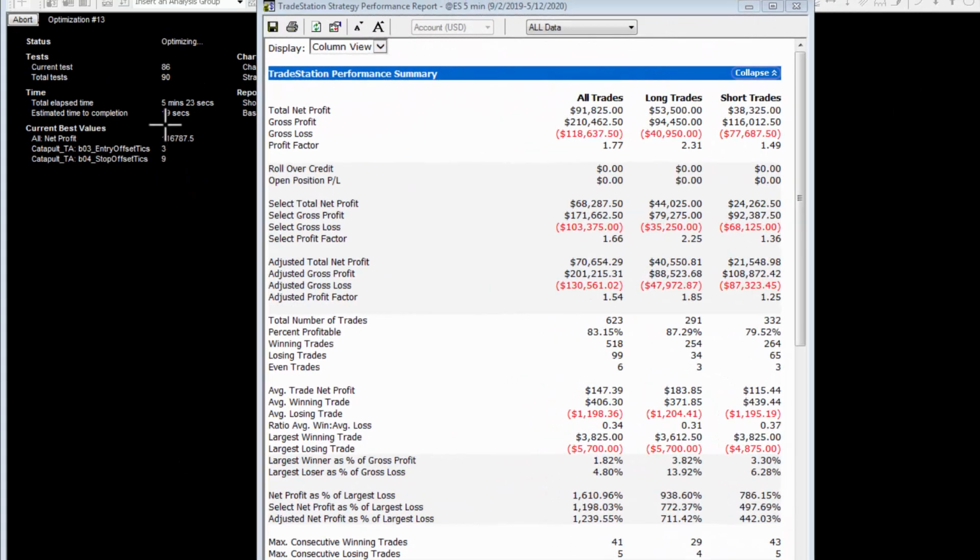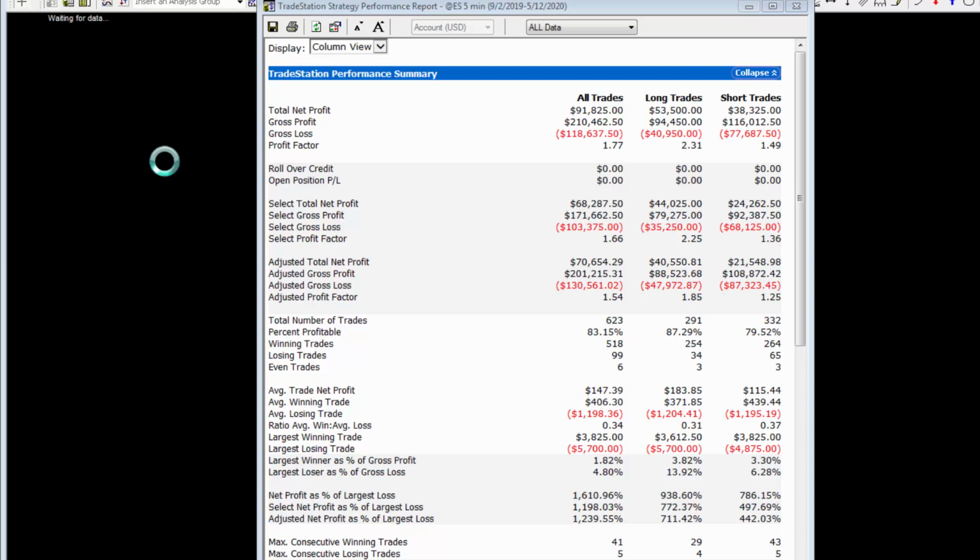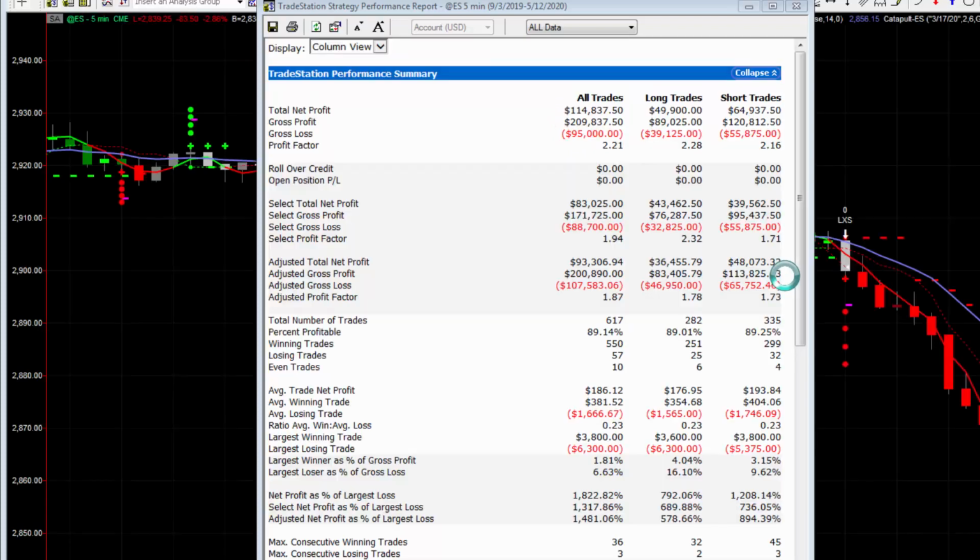All right, so you can see there's about 19 seconds left, and you could also see that the results are quite a bit better, showing so far $116,000 versus the $91,000. Different stop and entry results. We'll see what it ends up giving us in the end. And you'll see the performance report change to the updated values based on the best results. So 114,000 is what it came up with, a 2.21 profit factor. Remember, it was 1.77, an 89% win rate. It was 83%. Notice that it's 89% for longs and shorts.